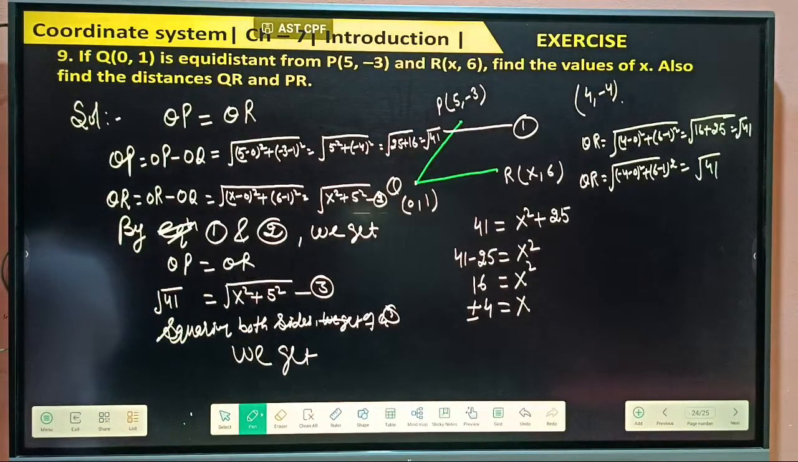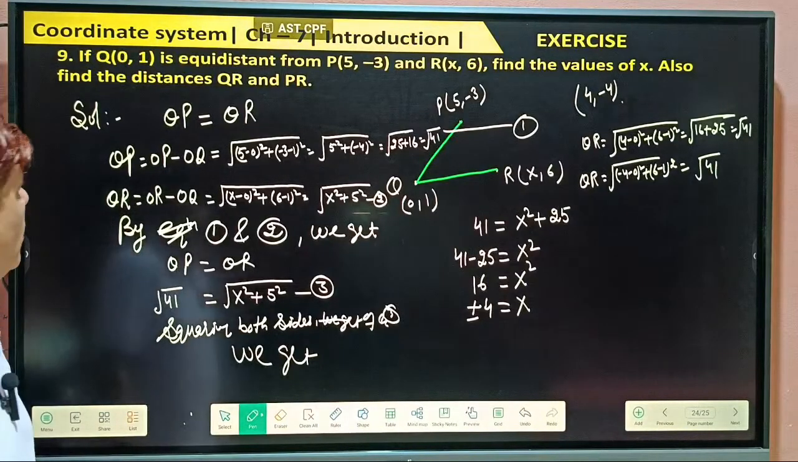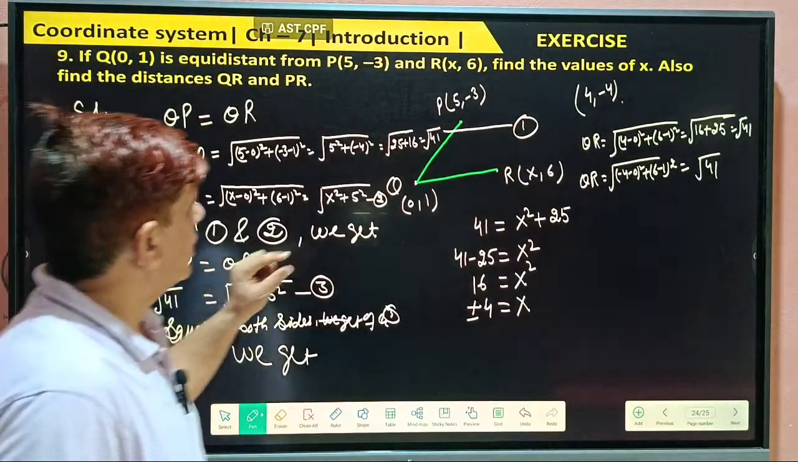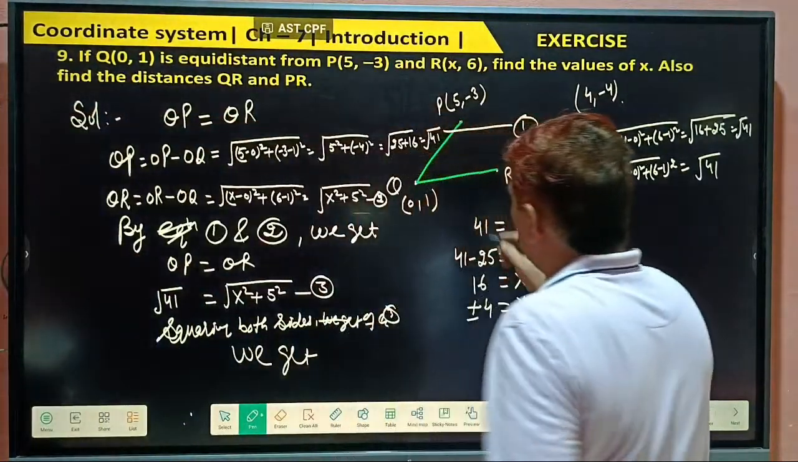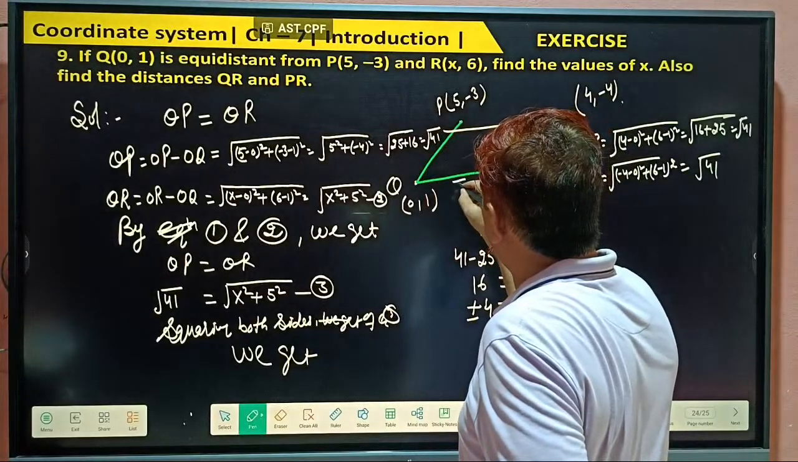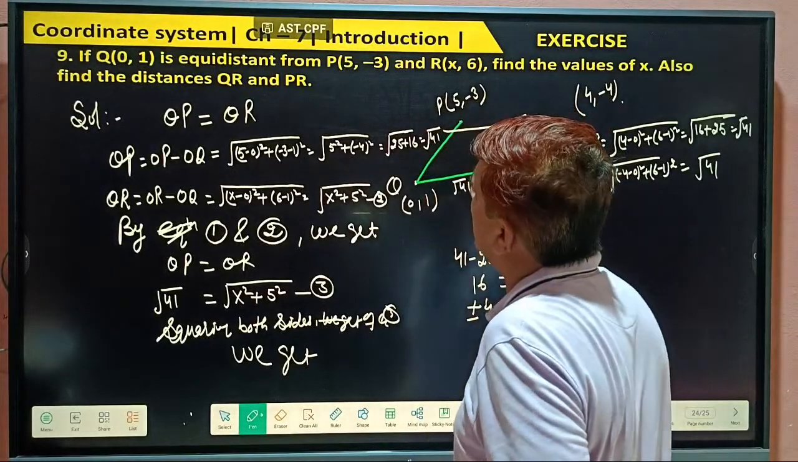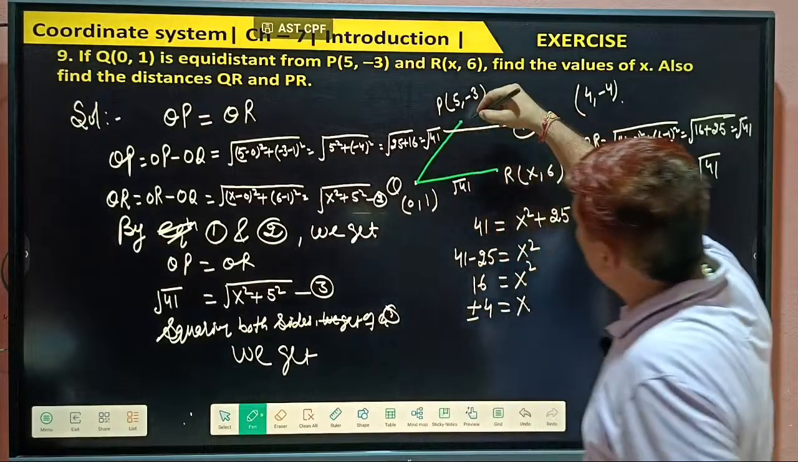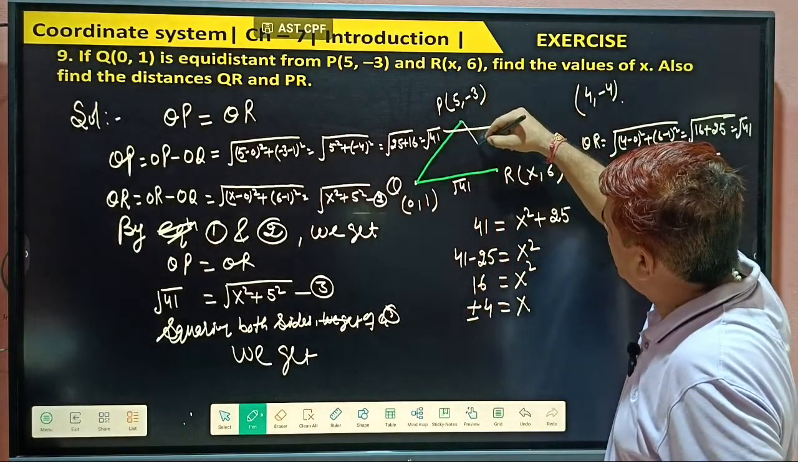What we have to find out? We have to find out the distance of this point. Which point? QP. QP is already found in the starting portion of this. So what we have to find out? QR. So this is QR. Already you know this is under root 41. And what we have to find out? PR. This distance we have to find out.